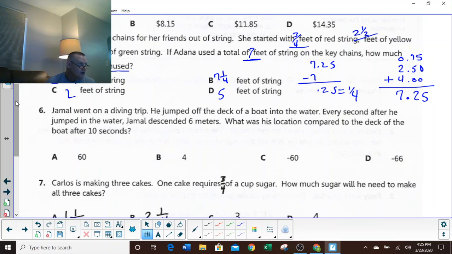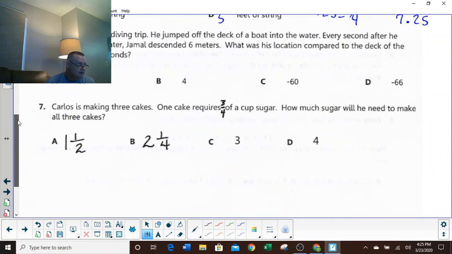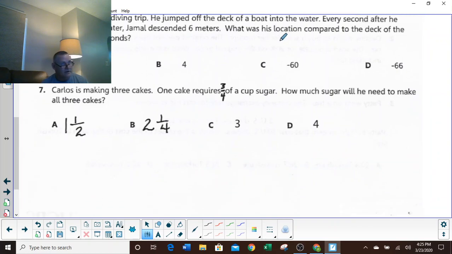Okay. Let's go to number 6. We're talking about Jamal went on a diving trip. He jumped off the deck of a boat into the water. Every second after he jumped in, Jamal descended 6 meters. Keyword here. What is the location compared to the deck of the boat after 10 seconds? Okay. That cool? And this right here is probably pretty key too, every second.